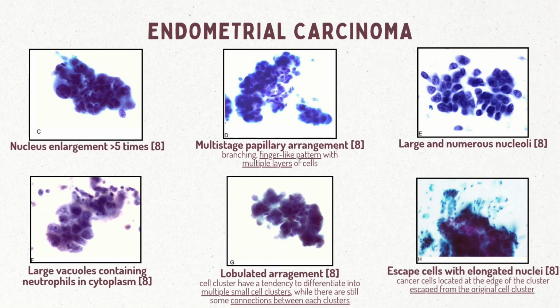Next, we move to the cytomorphological patterns observed in endometrial carcinoma. These carcinoma cells tend to have nuclear enlargement of more than 5 times; a multi-stage papillary arrangement, where the cells form branching, finger-like projections made of multiple layers of cells; large and numerous nuclei; large vacuoles containing neutrophils in the cytoplasm; a lobulated arrangement, where the cell cluster tends to differentiate into multiple small cell clusters, while there is still some connection between each cluster; and last but not least, escape cells with elongated nuclei, where cancer cells located at the edge of the cluster escape from the original cell cluster.